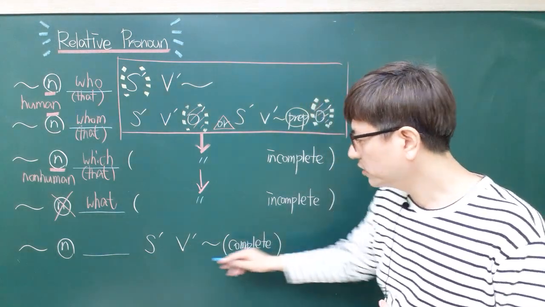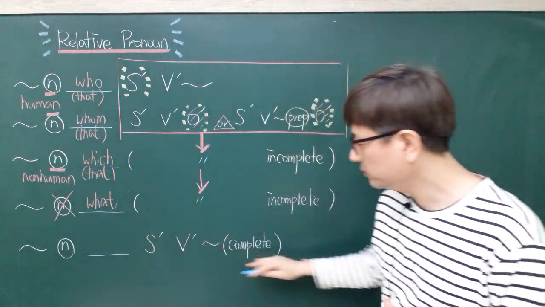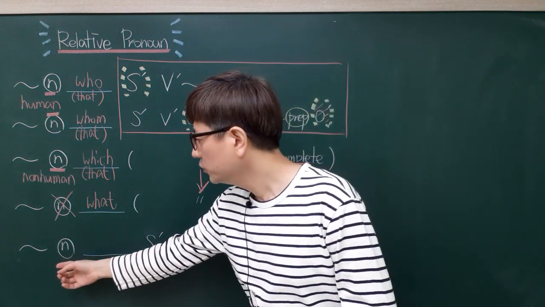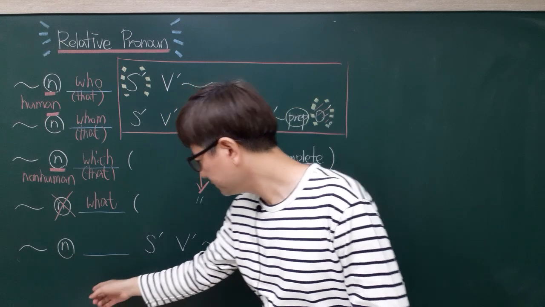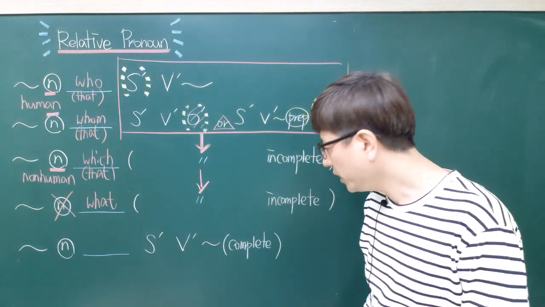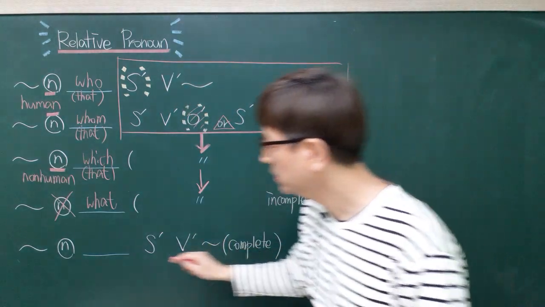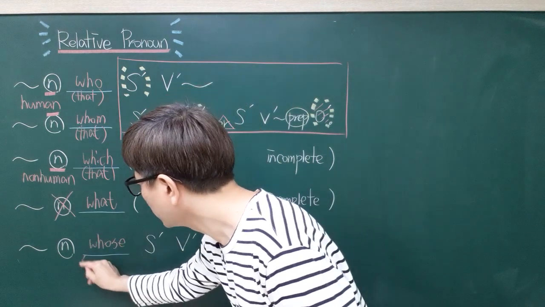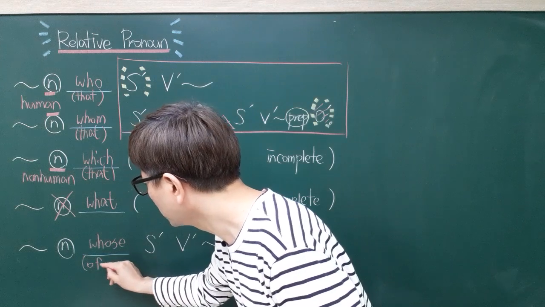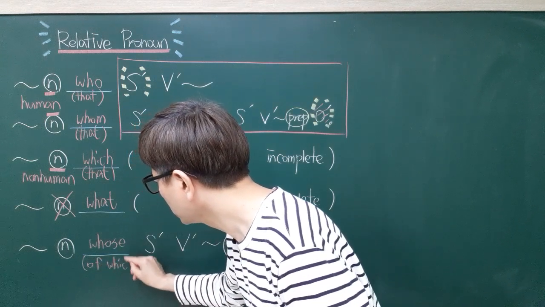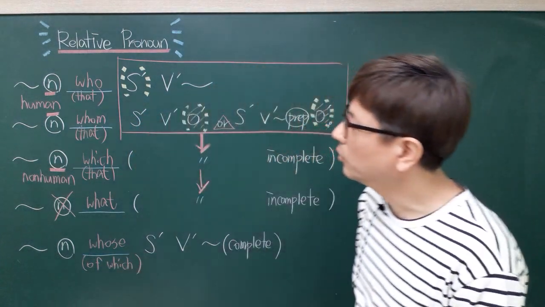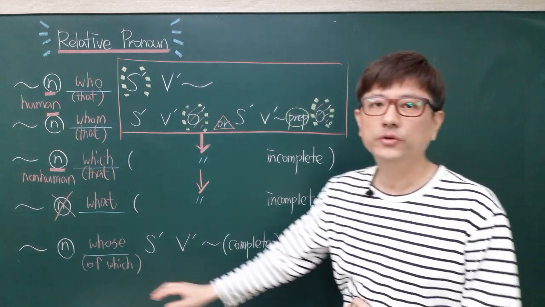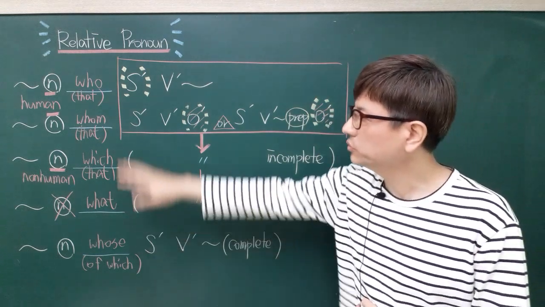As you can see, we have a complete sentence behind the relative pronoun. In this case, it doesn't matter whether you have human or non-human. And when we have a complete sentence behind it, then the correct answer is whose, of which is okay as well. So you have to memorize this rule.